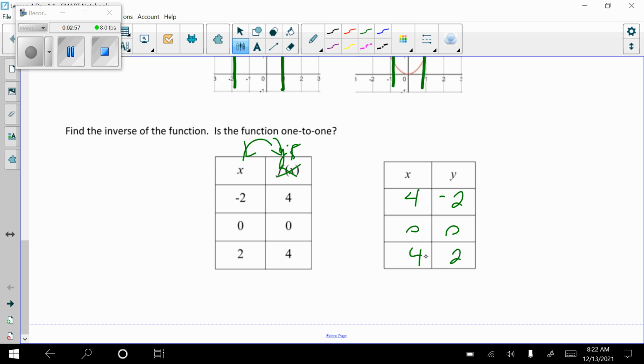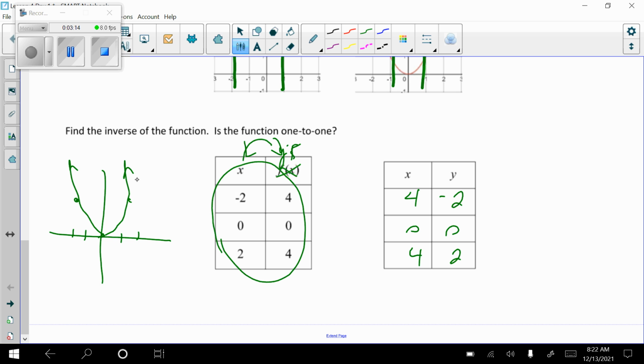Okay, so now it's asking, is the function one-to-one? So this function definitely is not one-to-one, because think about if I graph this. So -2, 4, 0, 0, 2, 4. So this is probably an example of a parabola. This one, we have 4, -2, and 4, 2. This isn't even a function anymore. So it's not one-to-one, and it's not a function.